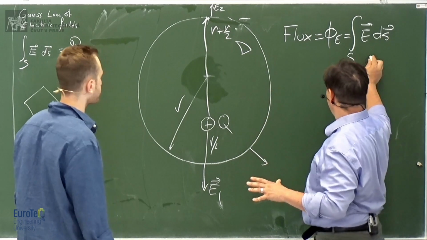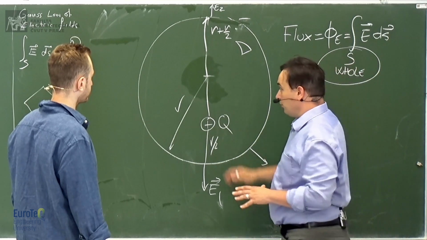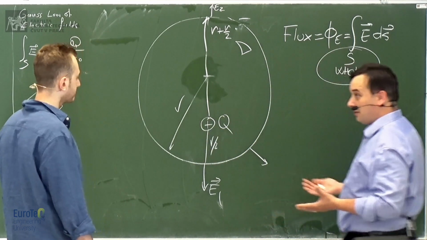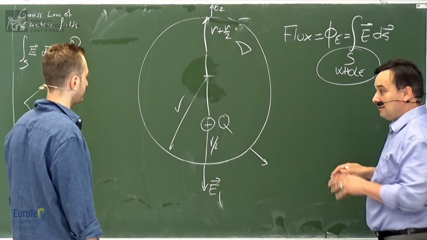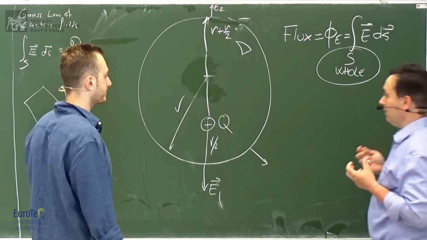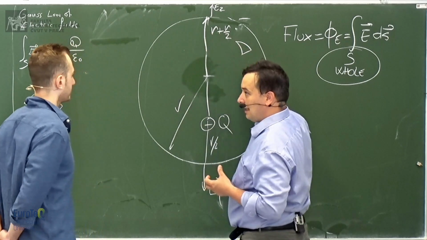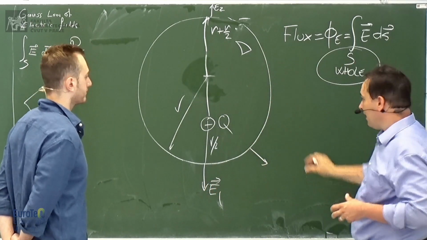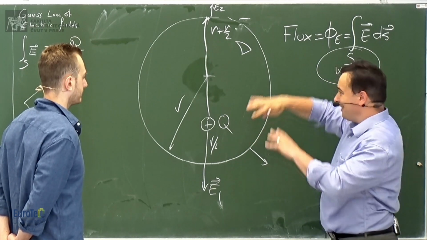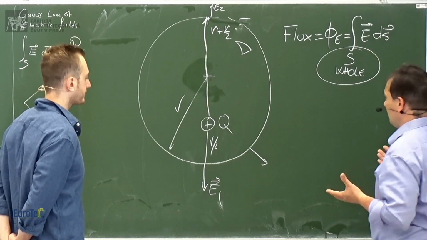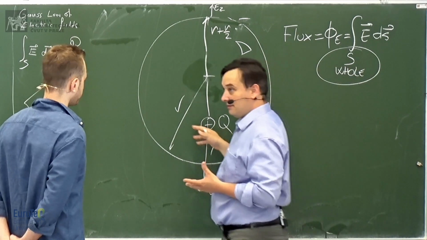When you make the integral over the whole surface, okay? So you take the whole surface of the ball, the total flux doesn't change. This is the beauty of this law, that you can put your charge wherever you want. And locally, you have more or less contribution. But in total, the total flux never changes as long as the charge is inside.